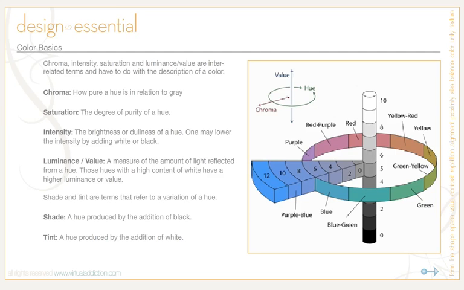Shade and tint are terms that refer to the variation of a hue. A shade is basically a hue that's produced by the addition of black, and a tint is a hue that's produced by the addition of white. So these are some basic terms that we'll be using as we go through and talk more about color. Just make sure you're comfortable with them and you understand their meanings.